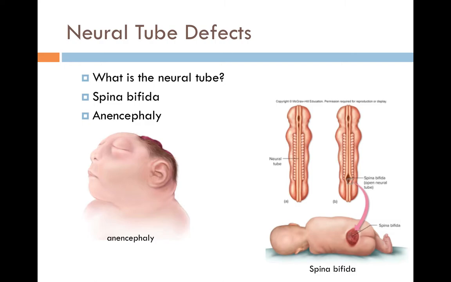Spina bifida is a birth defect that results from improper closure of the neural tube during development. When the baby is born, the spinal cord or fluid may bulge outside the spinal column, and you can see that in the picture to the right.